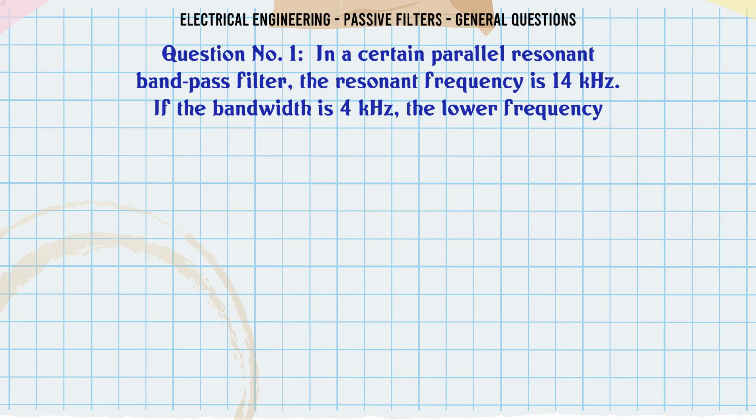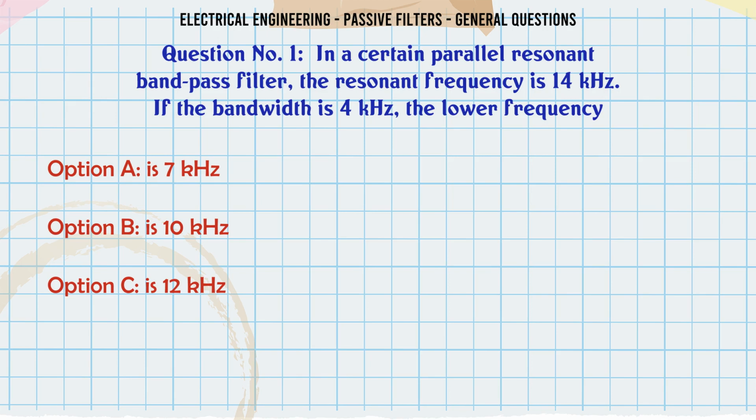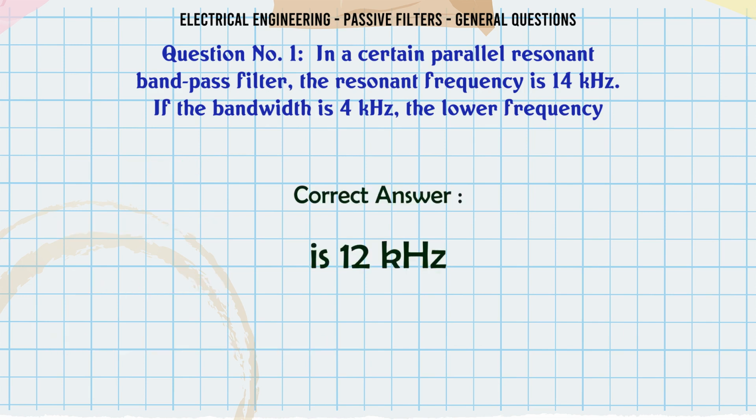In a certain parallel resonant bandpass filter, the resonant frequency is 14 kHz. If the bandwidth is 4 kHz, the lower frequency is: A, 7 kHz; B, 10 kHz; C, 12 kHz; D, cannot be determined. The correct answer is 12 kHz.